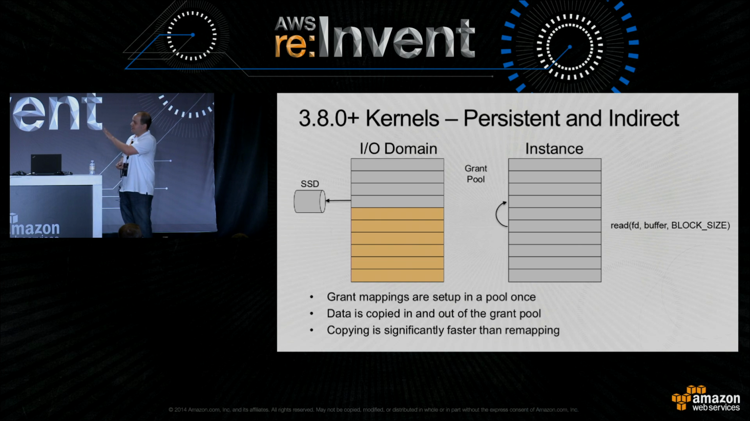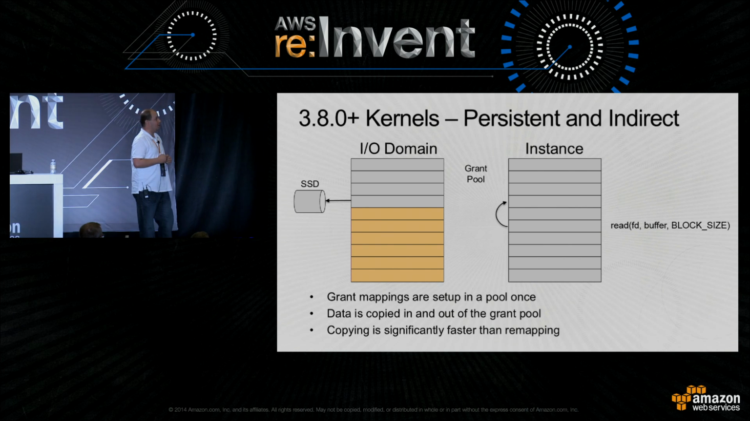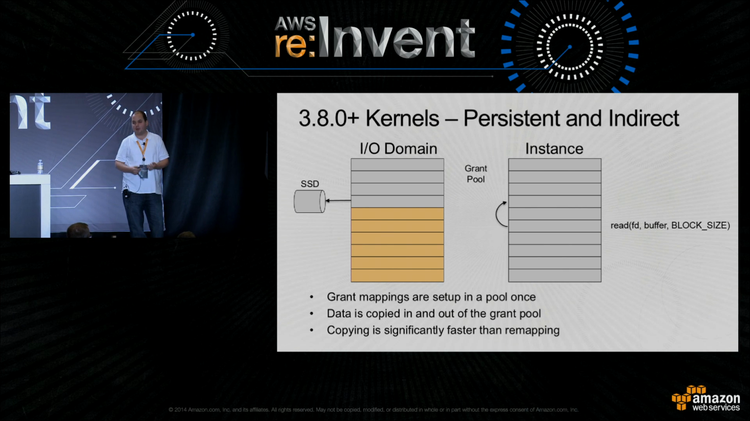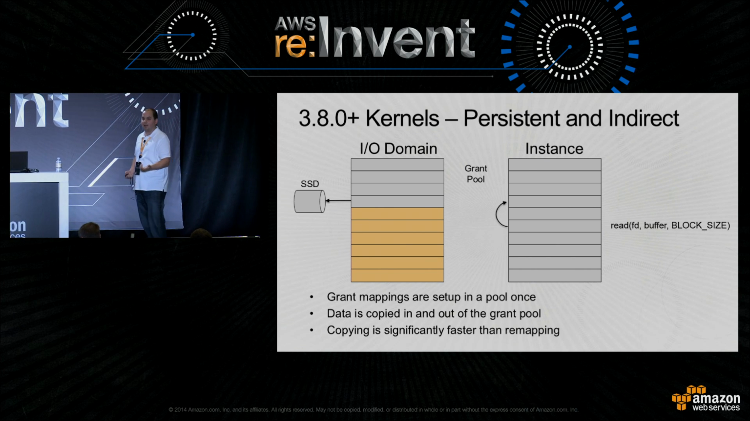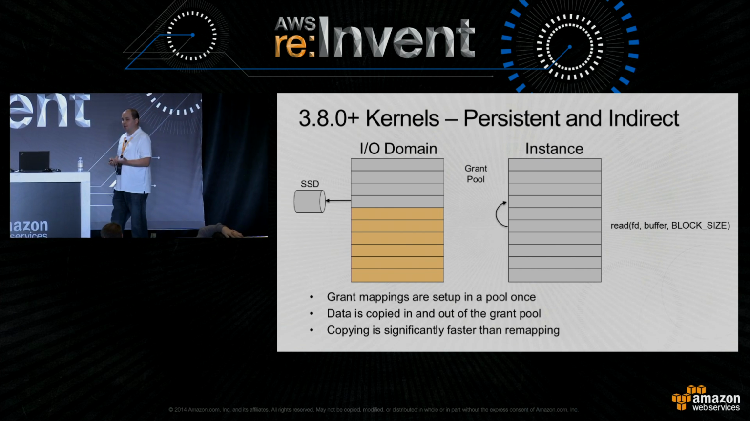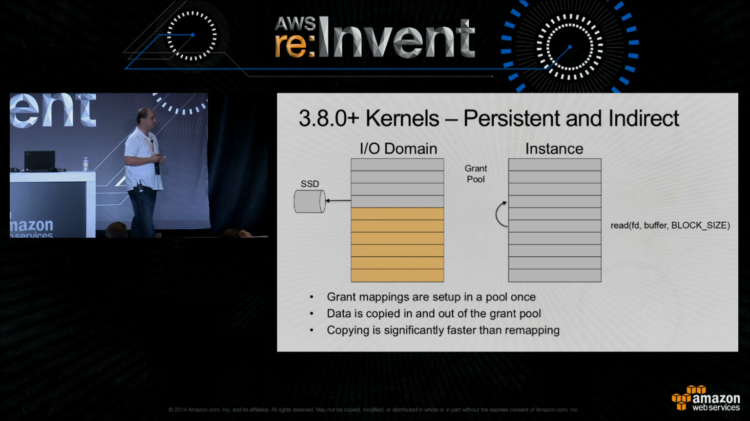So this is the main reason why we recommend the 3.8 kernel. And you can still have a really great experience on i2 without the 3.8 kernel if your application doesn't need to drive this level of IOPS and you really just care about latency. But if you are trying to drive really high IOPS rates, you definitely want to have this feature enabled.